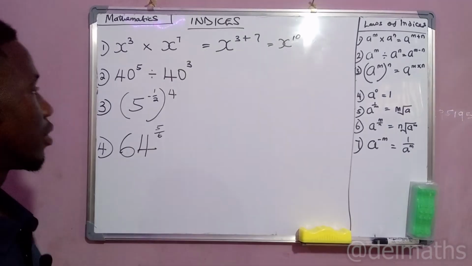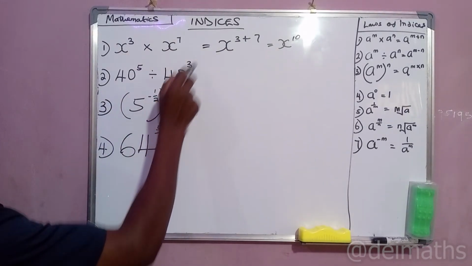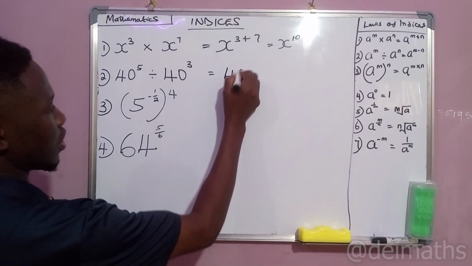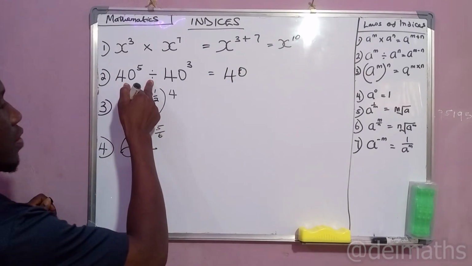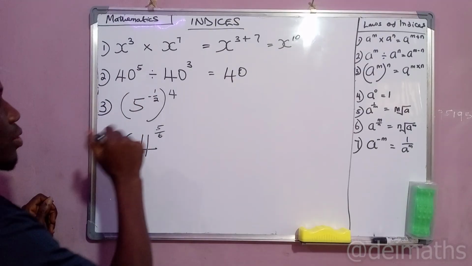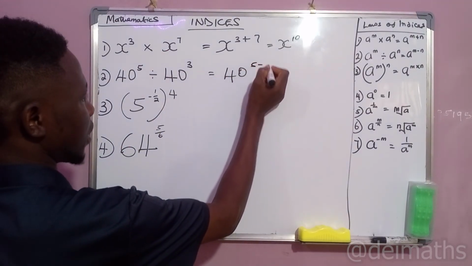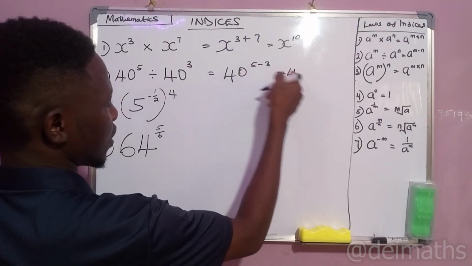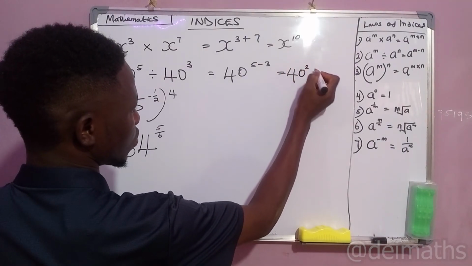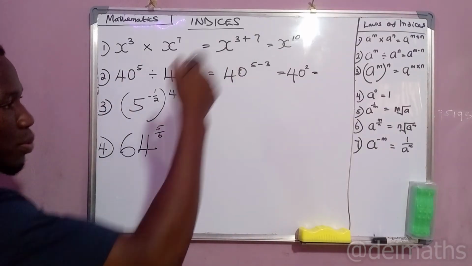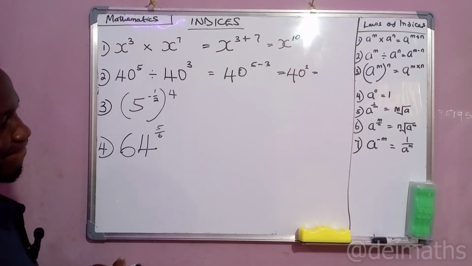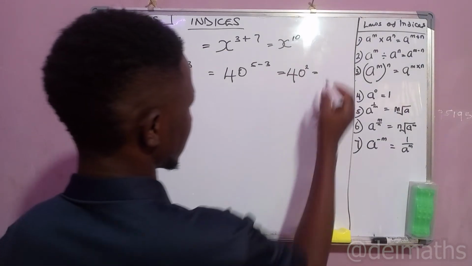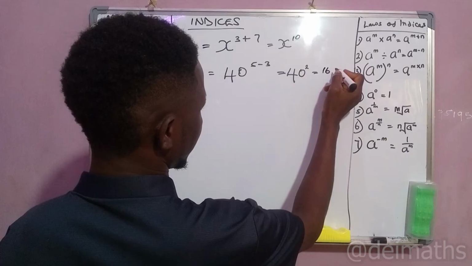The second example, 4 raised to the power 5 divided by 4 raised to the power 3. Since it is division, it has to change to minus, which is 5 minus 3. 5 minus 3 should be 2. So it is equal to 4 raised to the power 2. Let's say 4 times 4, 16.